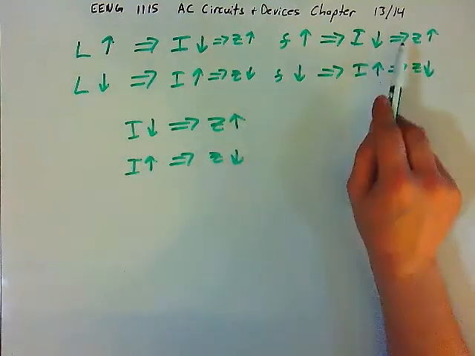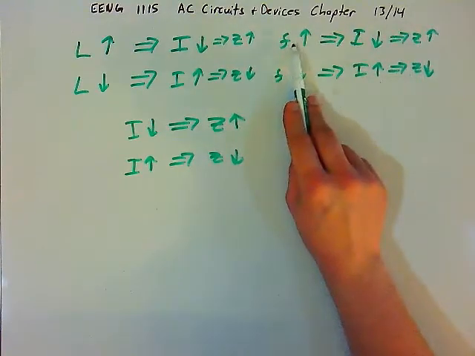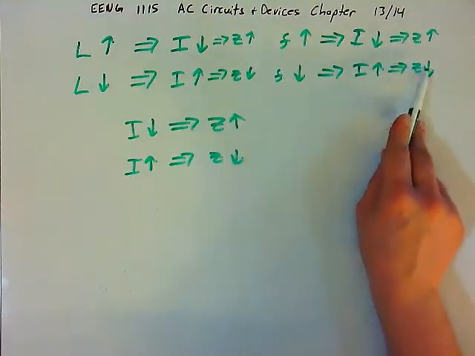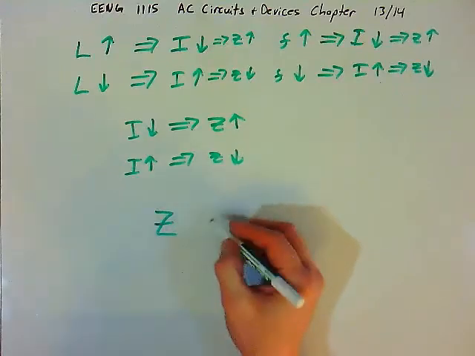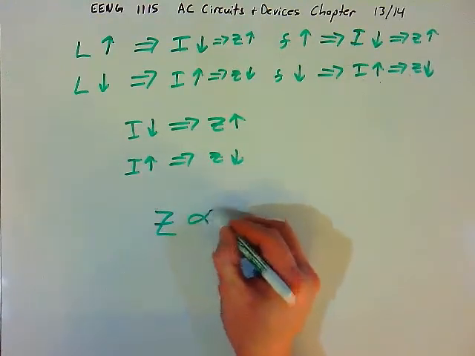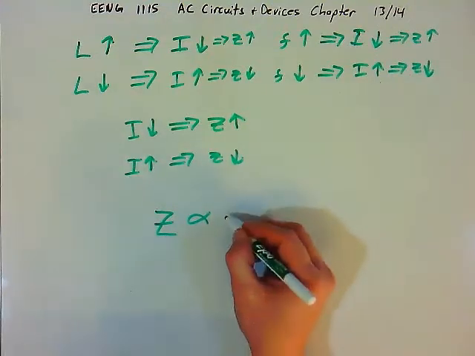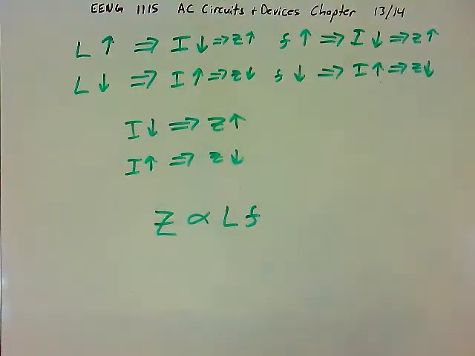We also see that the impedance is directly related to the frequency. A high frequency means a high impedance. A low frequency means a low impedance. And so what that boils down to is that the impedance is going to be directly proportional to the inductance and the frequency. If the inductance goes up, the impedance goes up. If the frequency goes up, the impedance also goes up. They're directly related. They're proportional.